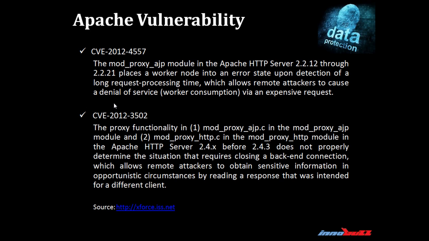Another vulnerability is CVE-2012-3502. Here, the proxy functionality in mod_proxy_ajp.c, the mod_proxy_ajp module, and mod_proxy_http.c in the mod_proxy_http module in the Apache HTTP server 2.4.x before 2.4.3 does not properly determine the situation that requires closing a backend connection, which allows remote attackers to obtain sensitive information in opportunistic circumstances by reading a response that was intended for a different client.